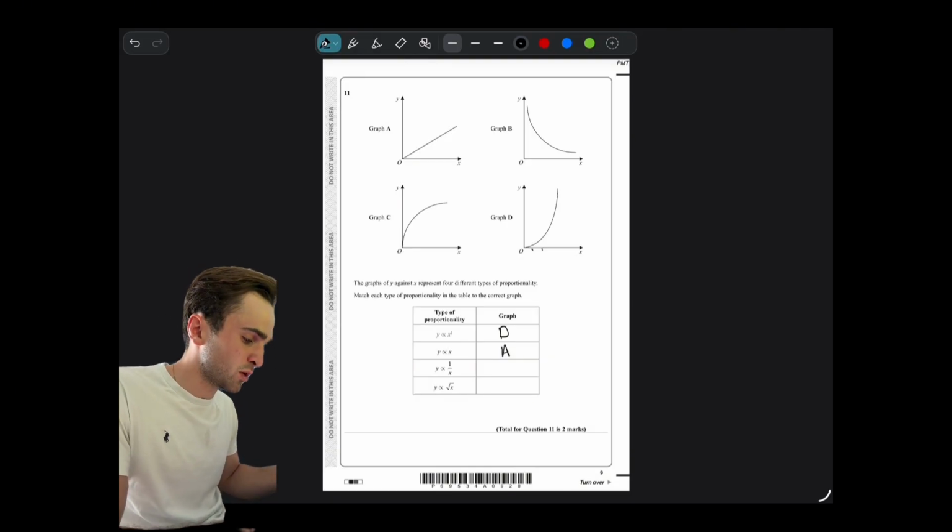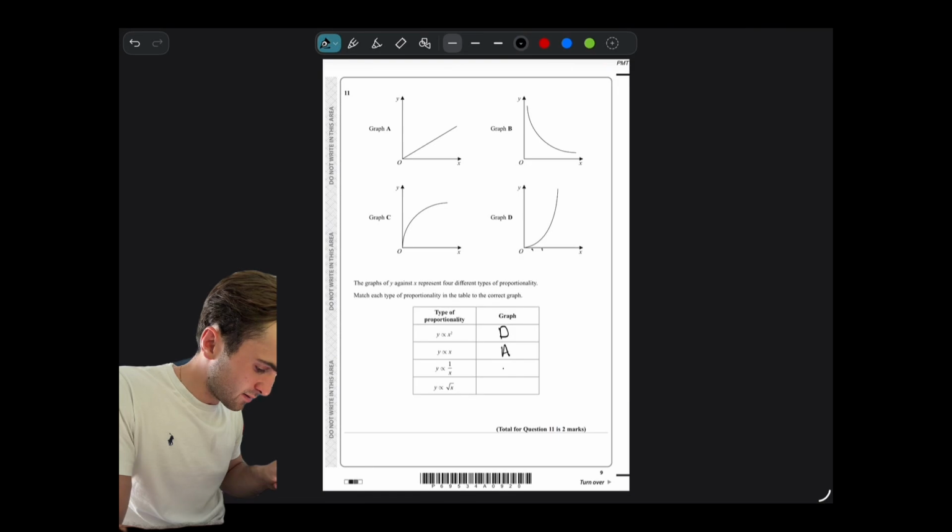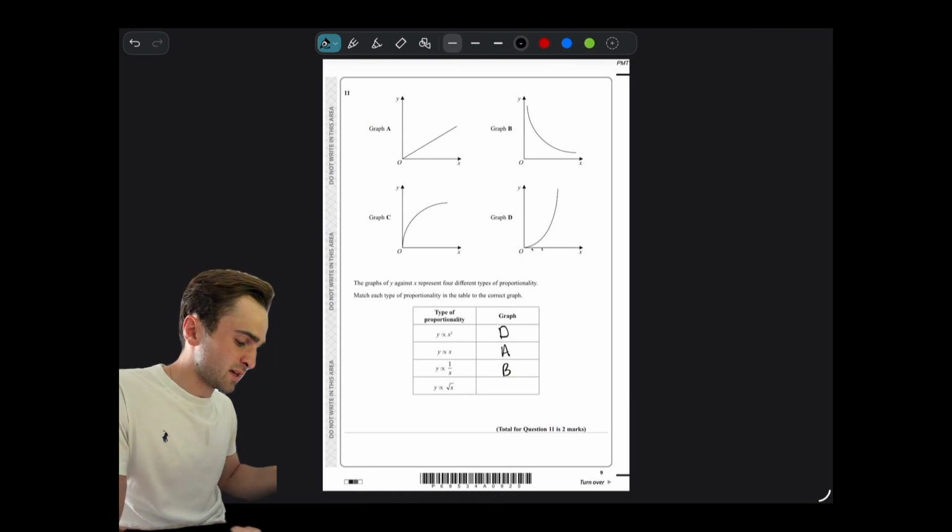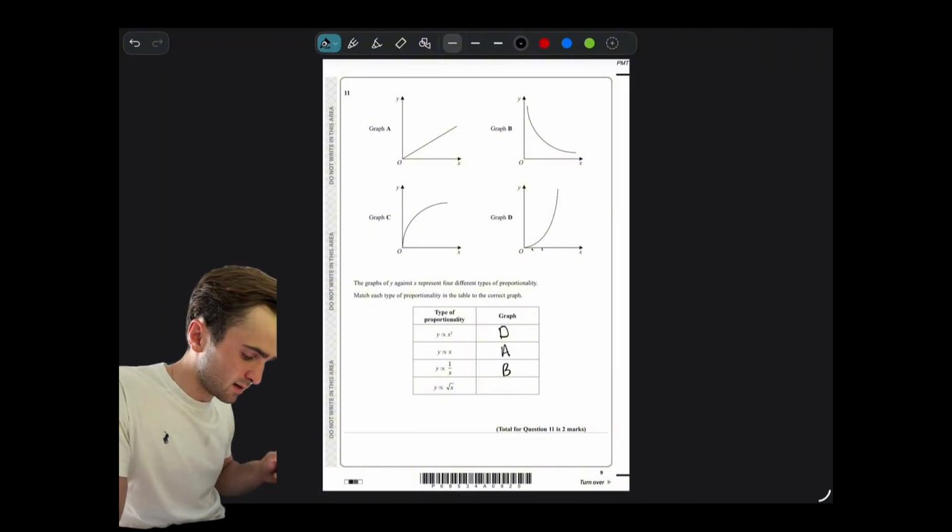Y is proportional to 1 over x. So this one actually decreases. As x gets bigger, y is going to get smaller. So that's going to be graph B. And then y is proportional to root x is the graph where it's going to taper off at the end. It's going to get flatter and flatter. So let's see.